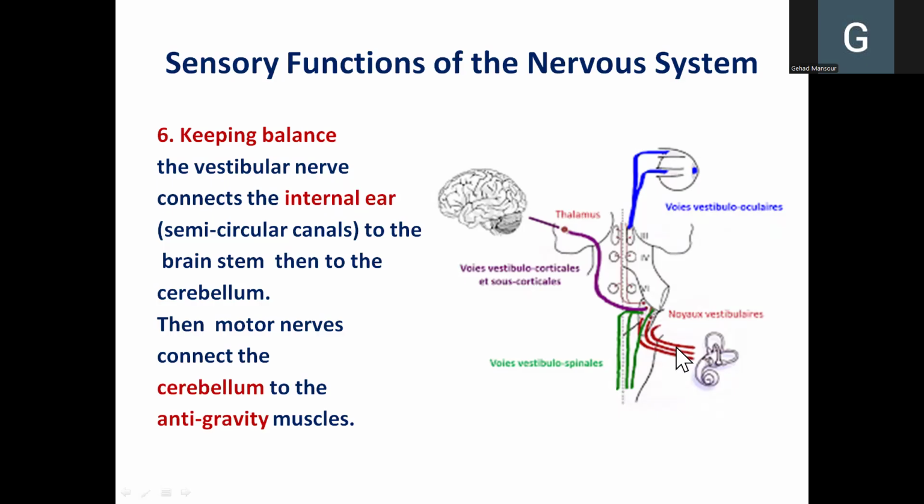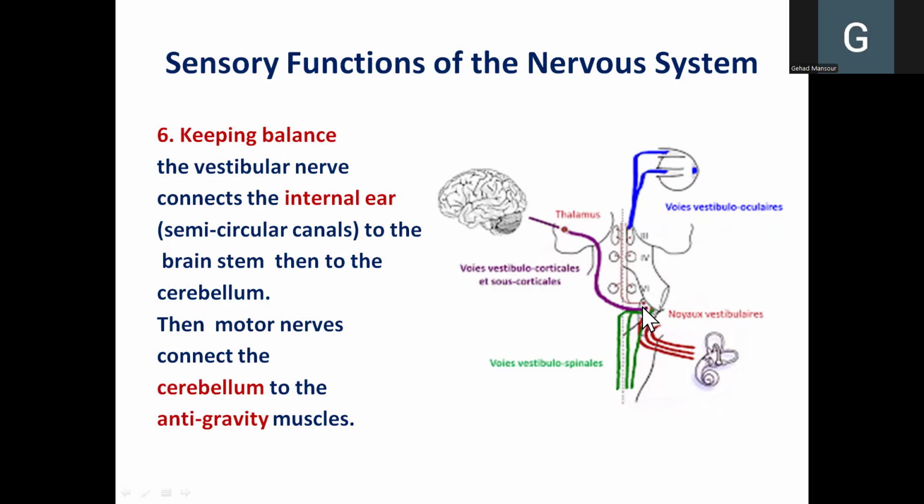Notice that the vestibular nerve is the vestibular division of the eighth cranial nerve, or the vestibulocochlear nerve. These fibers of the vestibular nerve will relay first in the vestibular nuclei. Noyau vestibulaire, this is vestibular nuclei in the medulla oblongata and in the pons. And then from there, postsynaptic fibers or second-order neurons will go to the cerebellum.